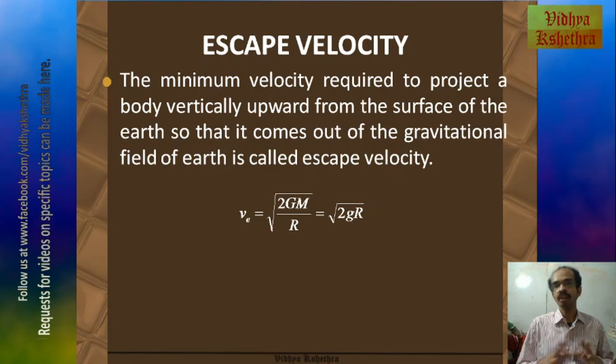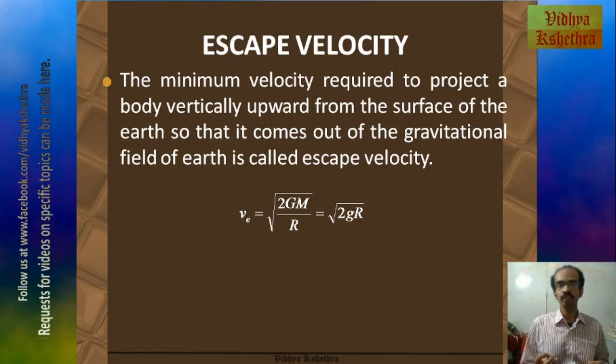Now we can see the concept of escape velocity. Escape velocity is the minimum velocity required to project a body vertically upward from the surface of the Earth so that it comes out of the gravitational field of Earth. It is the velocity with which the body has to be projected. For example, if we throw a stone, it always comes back. But in the case of satellites, we have to project them outside the Earth's atmosphere. For that, we use high-speed rockets, and these rockets go at a velocity greater than the escape velocity.